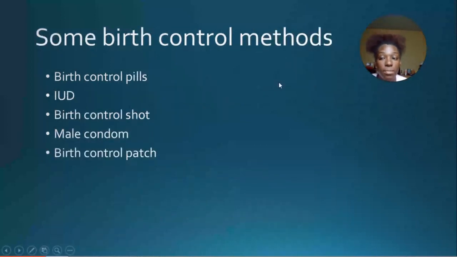So here are some birth control methods. There's birth control pills, IUD, birth control shots, male condoms, and birth control patches. There are many more types of birth control methods, but I will just be giving a brief explanation of each of these.